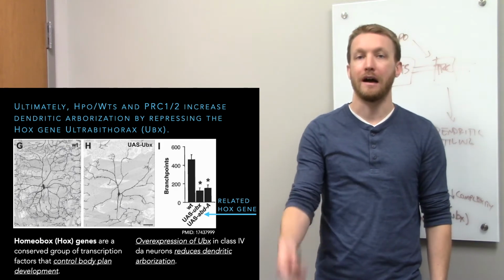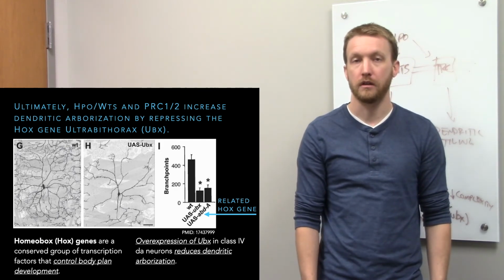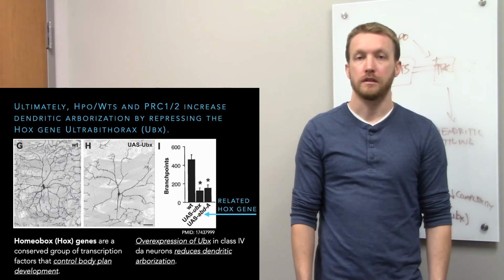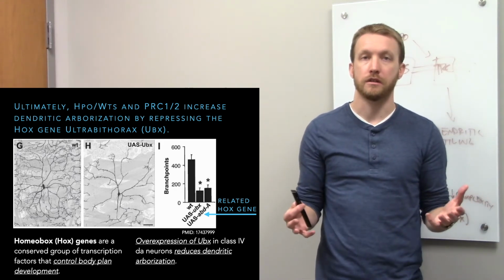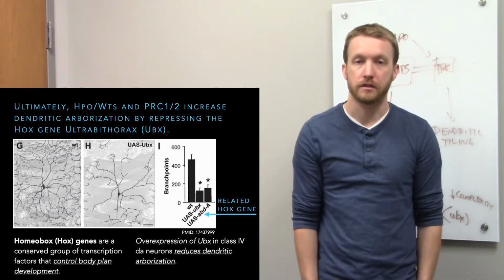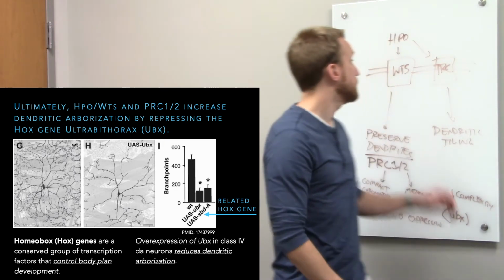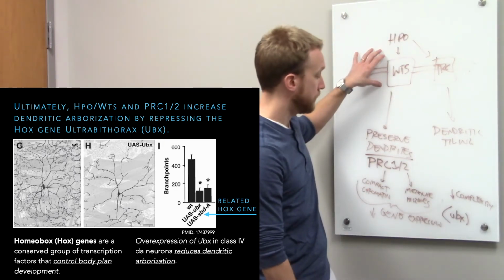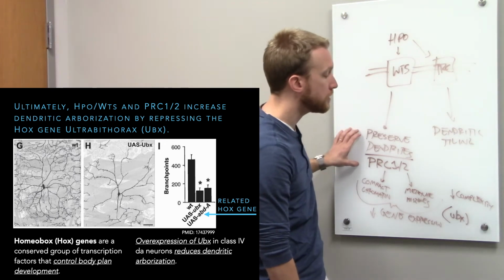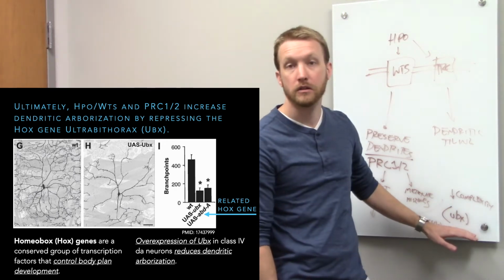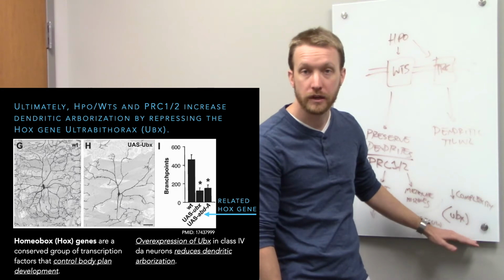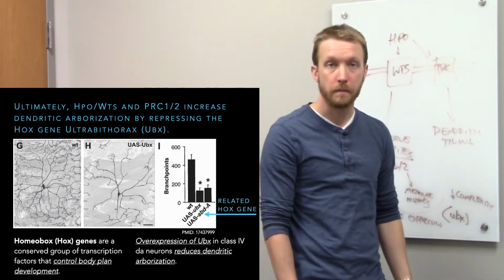There are other HOX genes that are involved here. So collectively, those HOX genes are going to decrease dendritic complexity, and what Hippo-Warts interactions do is stimulate the polycomb repressor complex so that we don't create those HOX genes that simplify the dendrites, and we keep them stable.